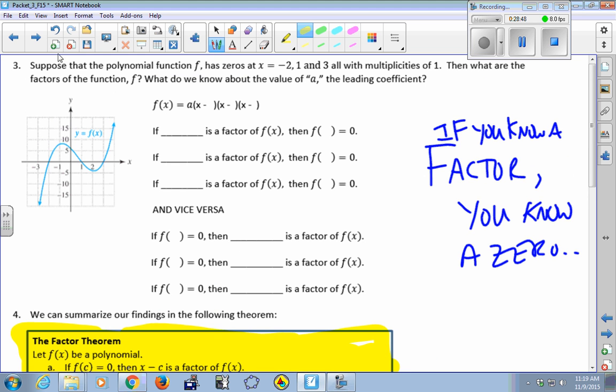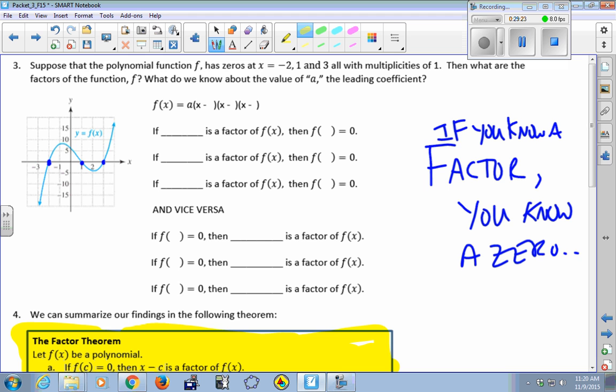So here I said, suppose that a polynomial function f has these 3 zeros. Notice how I list zeros. They're individual values for x. They're not coordinates of a point. Those are x-intercepts. But we can turn each one of these into x-intercepts when we graph. So here are zeros. When you look at your graph, which happens to be provided for you, you see the corresponding x-intercepts that are associated with those zeros.